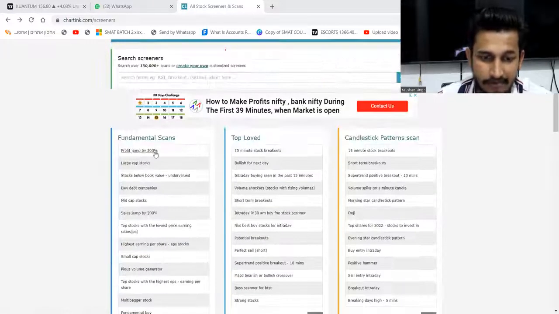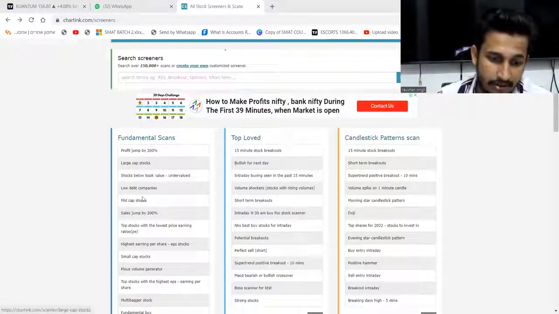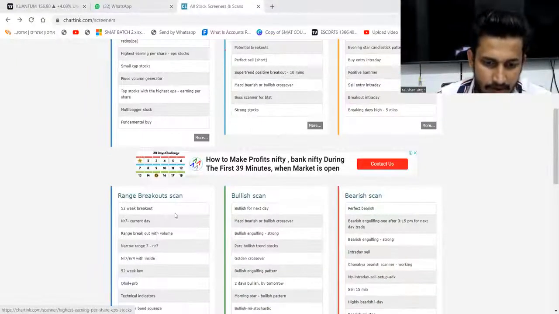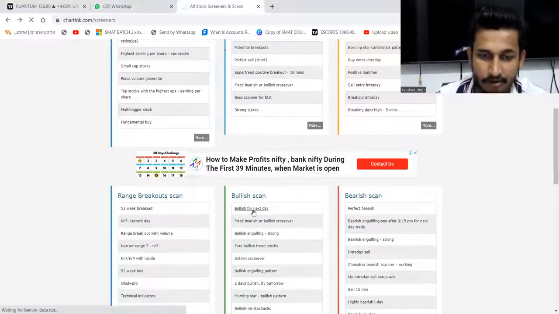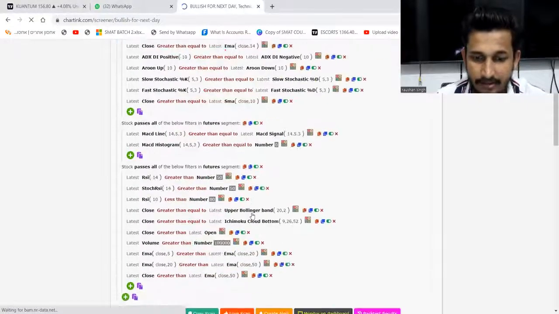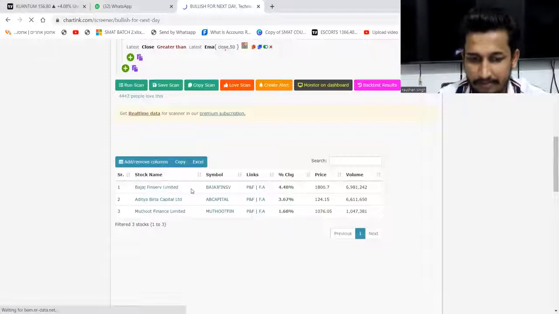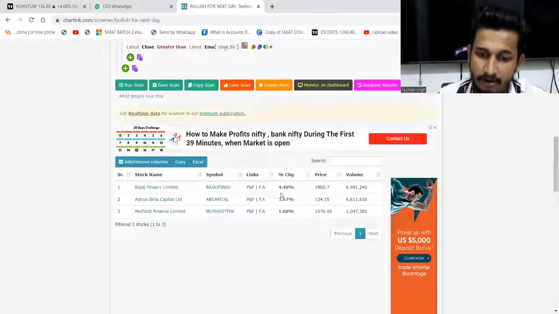You can see profit jump by large cap stocks. Again, if I go for bullish for next day, which stock is bullish for next day, this will give you the list. Whatever the fundamentals they have kept: Bajaj Finserv, it has already moved 4%. Aditya Birla, it has moved by 3%. Muthoot Finance, it has moved by 1%. So these are bullish for tomorrow.